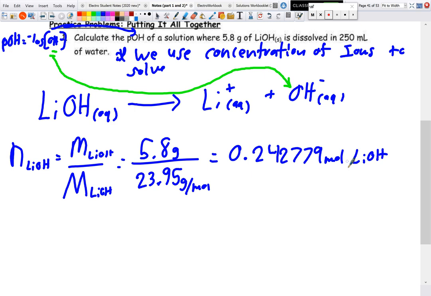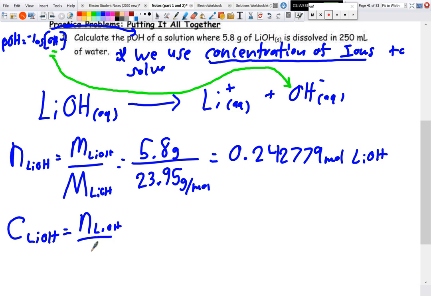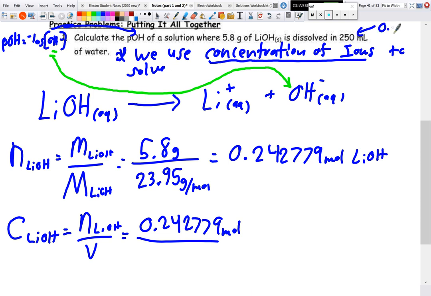Now next, because we're going to have to do the concentration of ions, we need to get concentration next, right? So that's when we go concentration of lithium hydroxide is number of moles of lithium hydroxide divided by the volume. So we have our 0.242779 moles divided by the volume, 250 milliliters. So remember, concentration is always in moles per liter. So this 250 milliliters is the same thing as saying 0.250 liters.